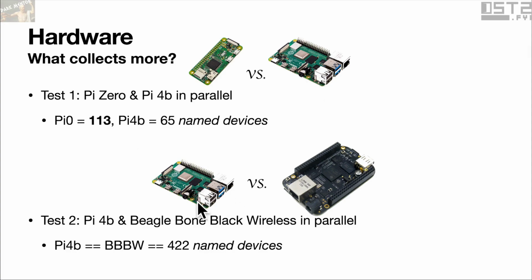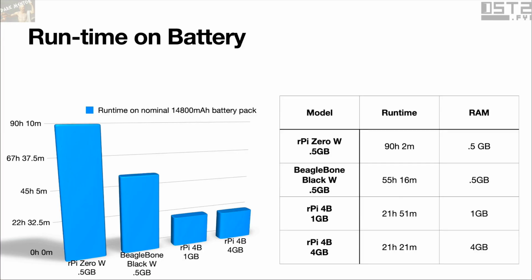I've also done tests comparing the Pi 4 to the BeagleBone Black with an antenna connected, and it turned out that they actually caught the same number of devices, so that was kind of surprising. So the clear winner on collection was actually the Pi Zero. I also did some tests to see how long these devices would run off of the same battery pack, and the clear winner here, once again, was the Raspberry Pi Zero. So it is the all-around champ on price, collection, and battery runtime. But why do I need something that runs for 90 hours, multiple days at a time off of a single USB battery pack, right?